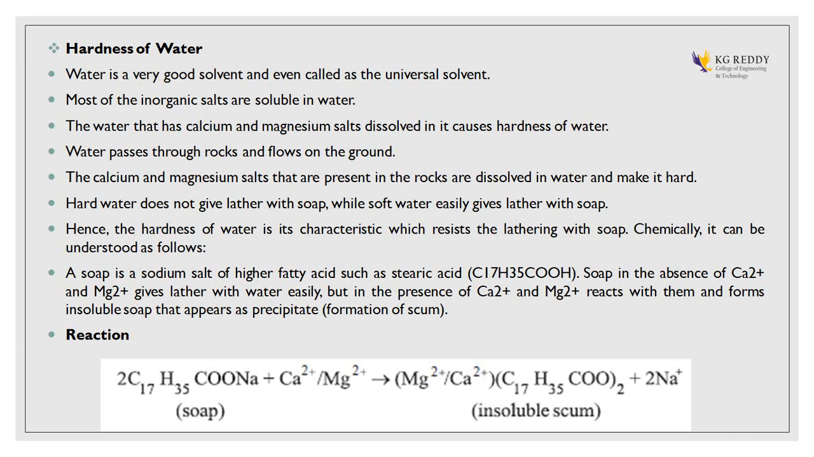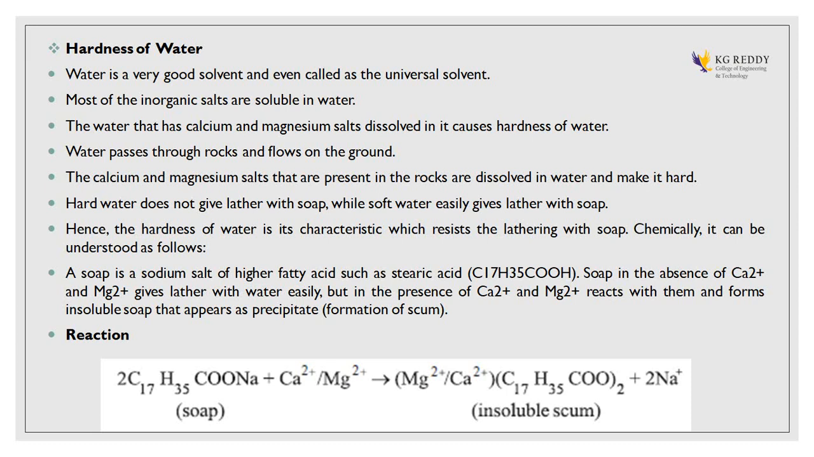The hard water can be classified into two types: temporary hardness as well as permanent hardness. Water is a good solvent, and it is even called the universal solvent. Most inorganic substances are soluble in water. Calcium and magnesium dissolved in water cause hard water. So if you take hard water, there are two types: temporary hardness and permanent hardness.